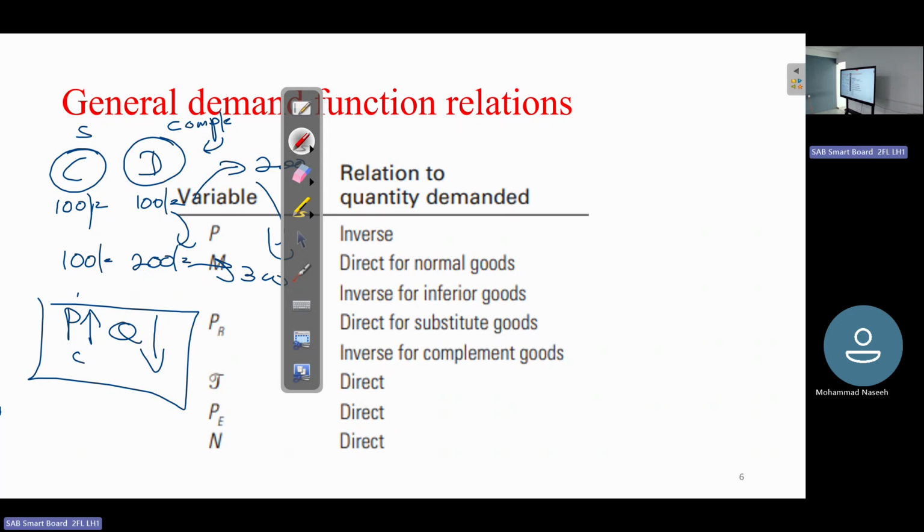When deciding whether a product is inferior or normal, you must look at what has happened to consumer income, and the demand of the selected product.